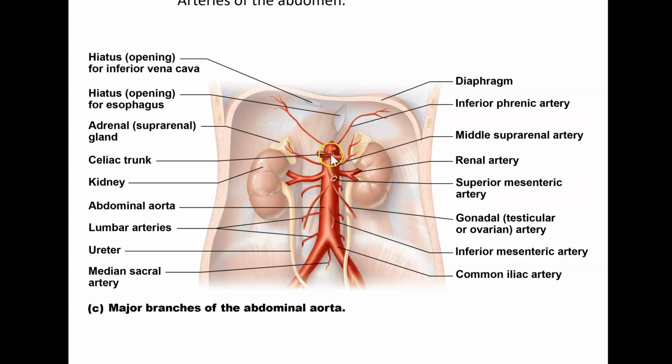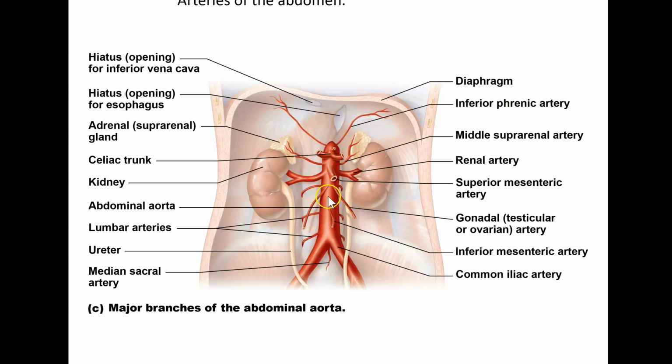So we can see here the celiac trunk, the superior mesenteric artery that we just discussed, and we can see the suprarenal branches over to our adrenal gland. Here are the renal arteries going to supply the kidneys. And as we continue further on down, we can see these smaller branches off to the side, and these would be our gonadal arteries. In a male, we call it testicular artery, and in a female, we call it the ovarian artery.